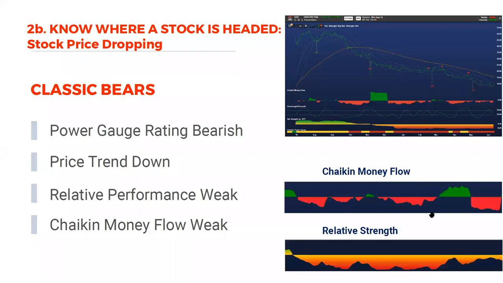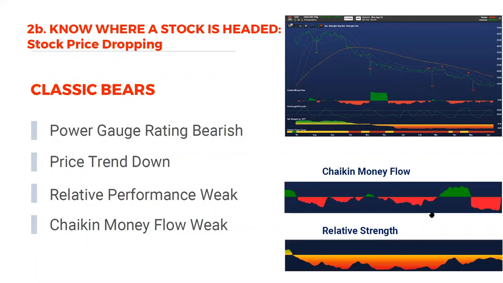The second thing I look for is a falling price trend. There's a nice gold line going across that chart. It's a long-term trend line, and I use that to help me understand the likely future direction of the stock. This trend line you can see pointing down, sloped nice and steadily down.